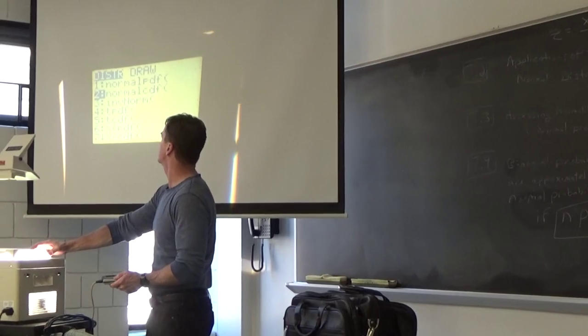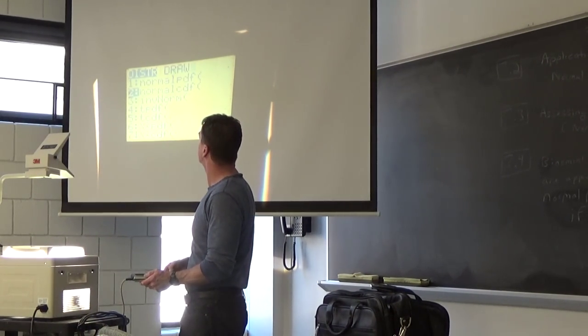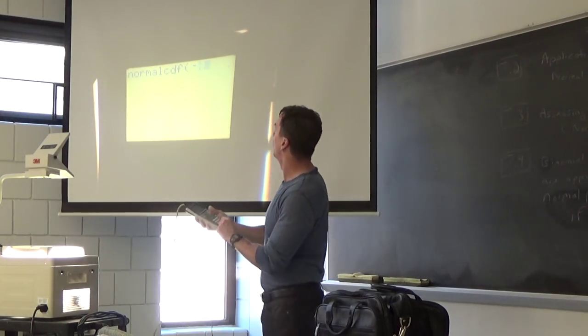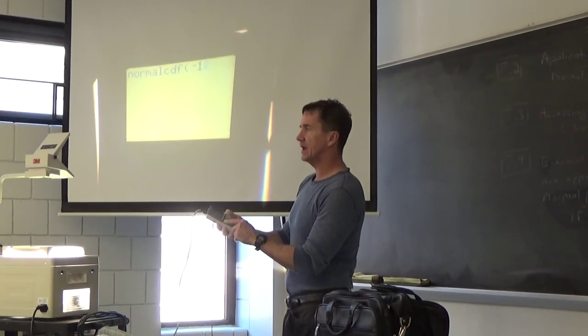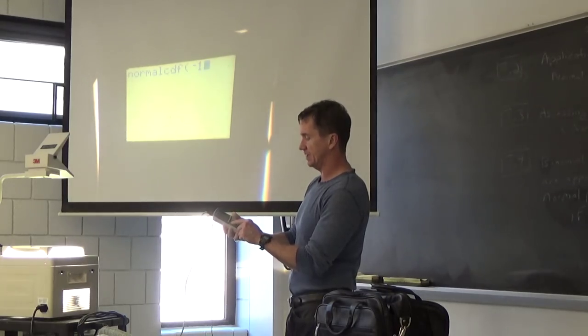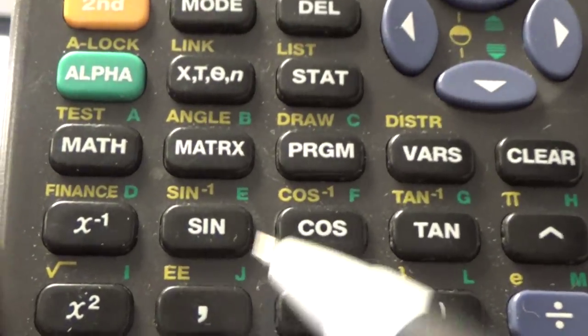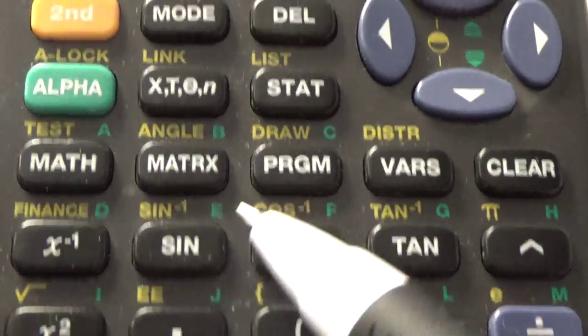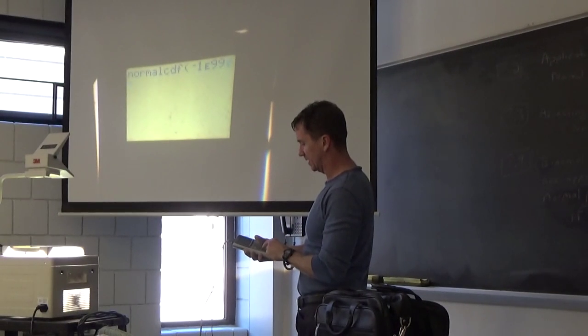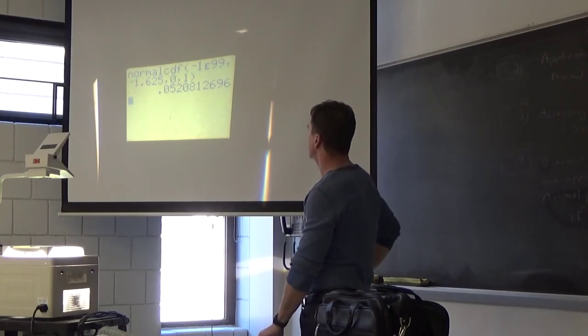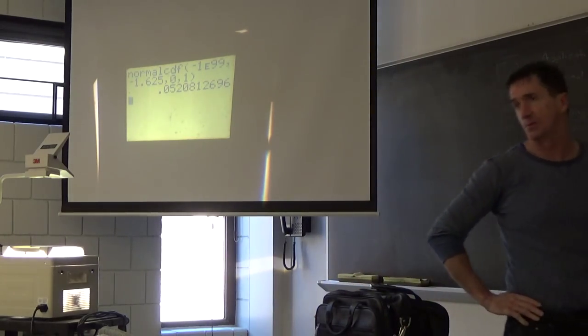which is second, VARS. I hit normal CDF, and I can put negative 1. To hit that E, everyone, that means times 10 to the 99 power, I have to hit second, then the comma. That uppercase E, it's not the lowercase e. And then I put 99. Then I put a comma, then negative 1.625, comma 0, comma 1. Ta-da!